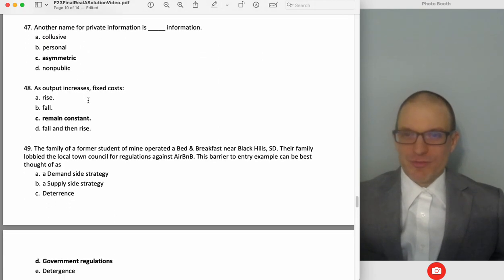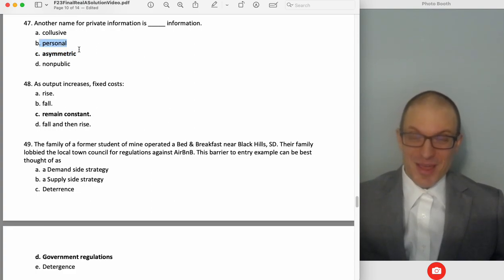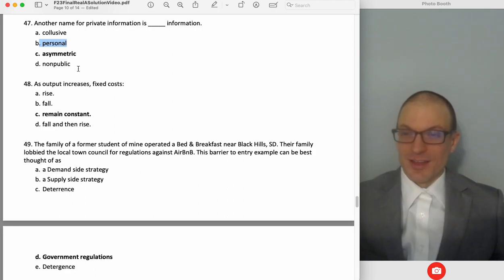Another name for private information is asymmetric information. From class, from the reading or whatever, thinking about asymmetric information for private information. Yeah, personal information is another name for private information, but not in economics. Non-public, okay, but not in economics, right? We're thinking about the context of what we're interested in. Collusive information? No. That's an economic term, so that's good, but at the moment here, collusion doesn't have anything to do with anything.